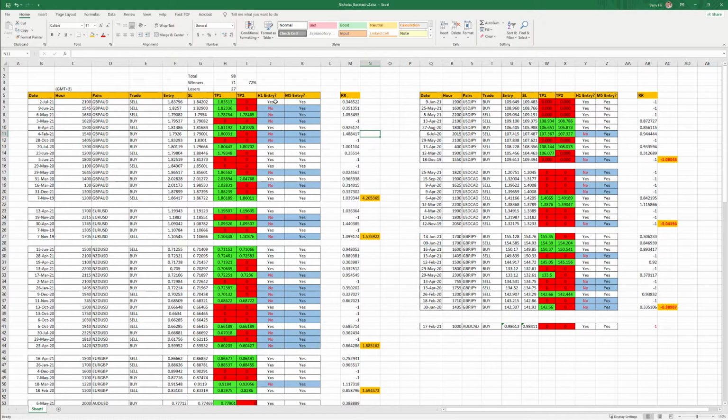Our strategy is when price hits TP1, we close half of the position. And that's why you see there is a 0.5 here.